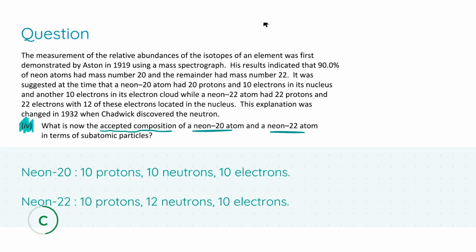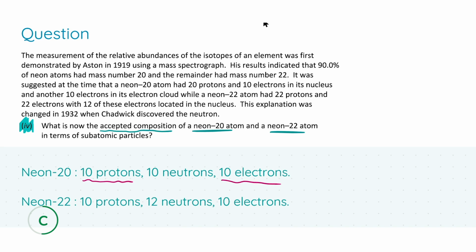Now, the way you want to approach this is the first thing you want to do is look up neon in your periodic table. What you'll find is that it is 10th in the periodic table, or it's going to have a 10 as its atomic number. As a result of 10 being its atomic number, that's where we get these 10 protons from and our 10 electrons.